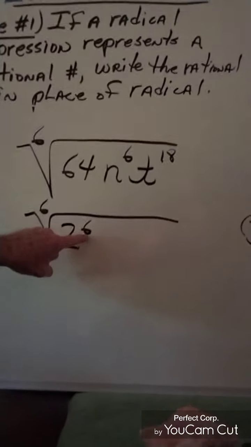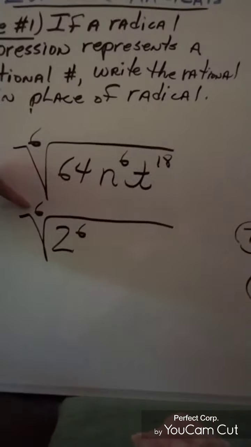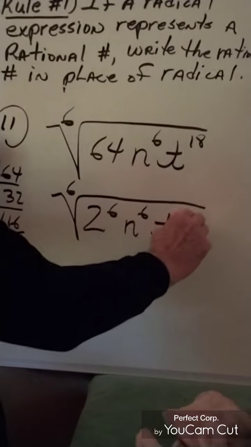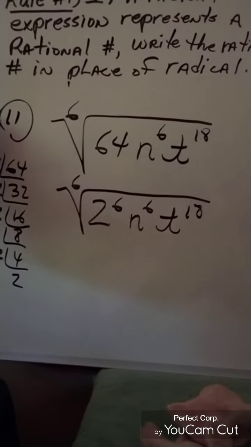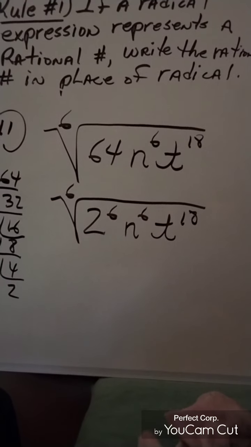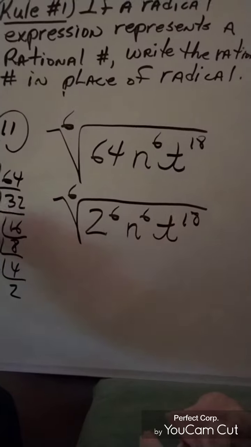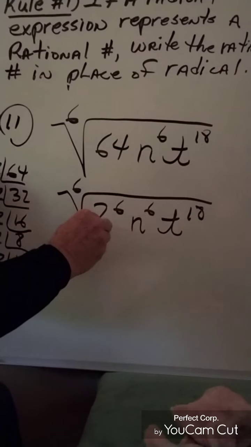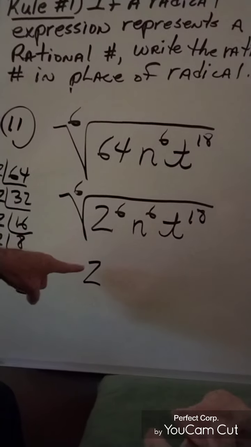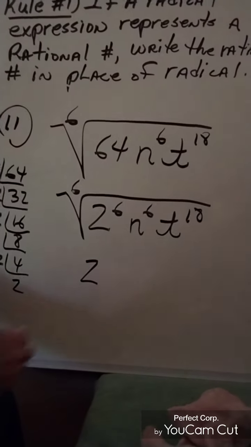That exponent is evenly divisible by that index. Let me bring down that n to the 6th and that t to the 18th. And now let's get it out of the house, because that radicand represents in totality a perfect 6th power. Bring down the base of 2, divide 6 by 6. That's 2 to the 1st, or simply 2.